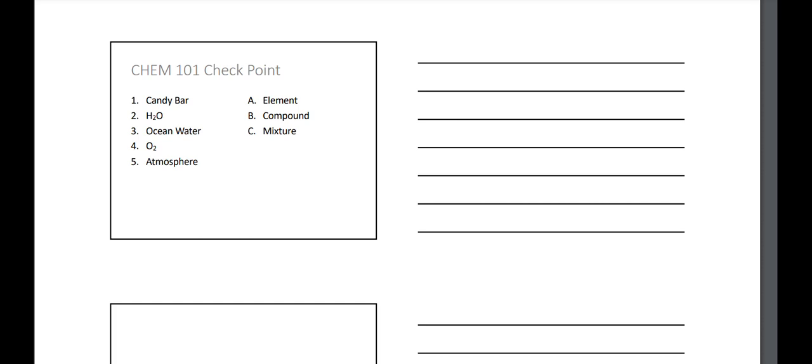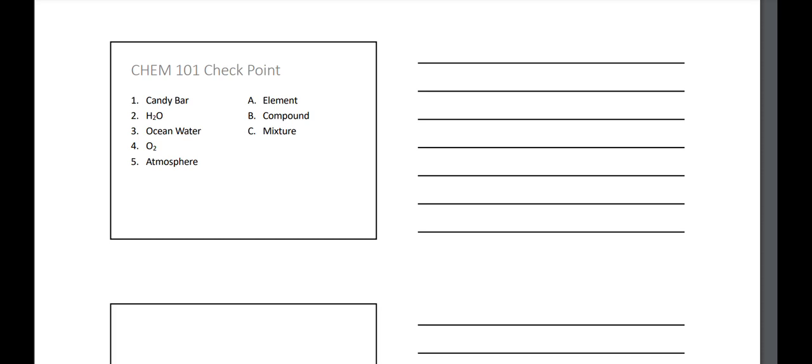Let's look at H2O. Same thing. Would I be able to describe water by a single chemical formula? Yes. So that would be a pure substance. Now, if it is a pure substance, it can be either an element or a compound. Is it a group of elements bonded together or is it just a single element? Obviously, it is multiple elements forming the water molecule, which is 2 hydrogen and 1 oxygen. So 2 different elements bonded together, then it's a compound.